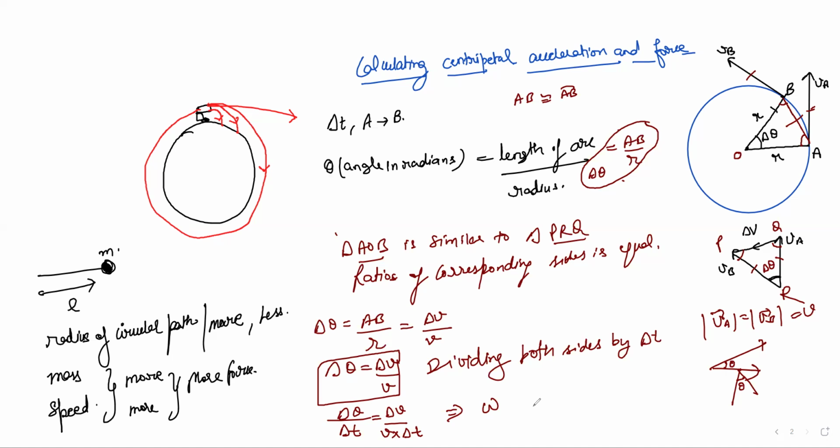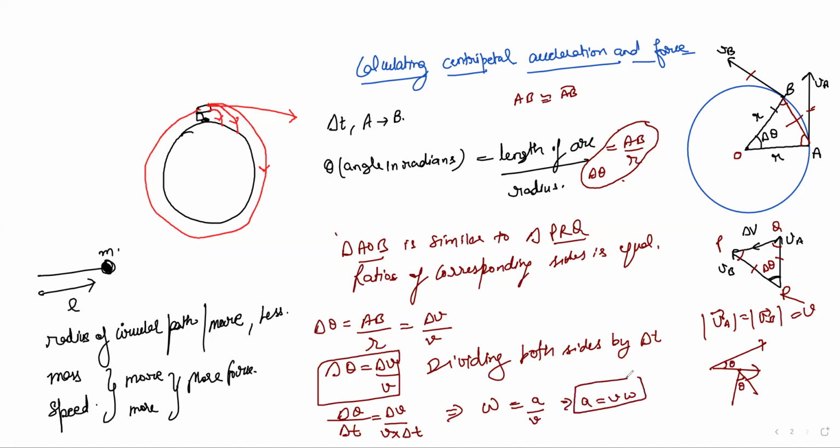Delta V by delta T. What is delta V? Change in linear velocity. What is delta T? Time taken. Change in velocity by time taken is acceleration. So we will have the relation omega is equal to A upon V, or we will have the relation A is equal to V omega, right?